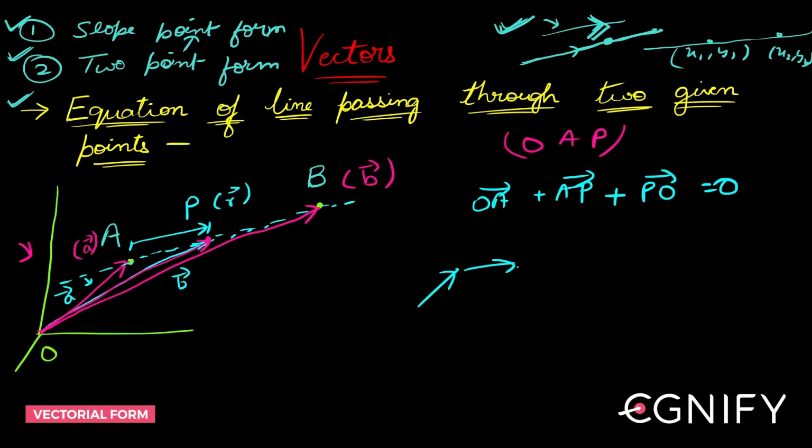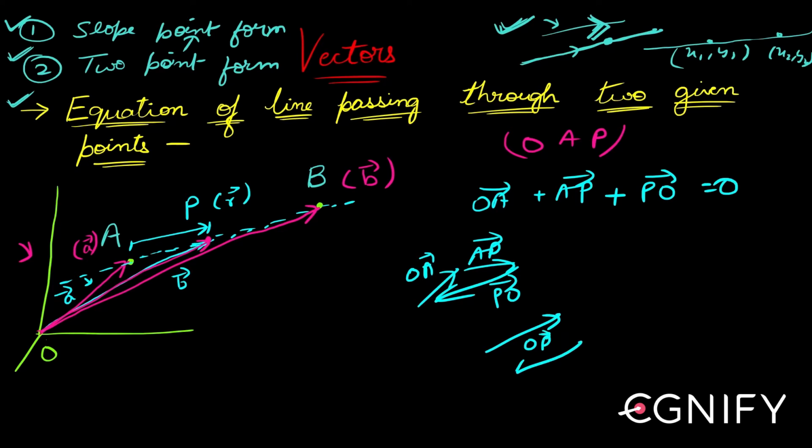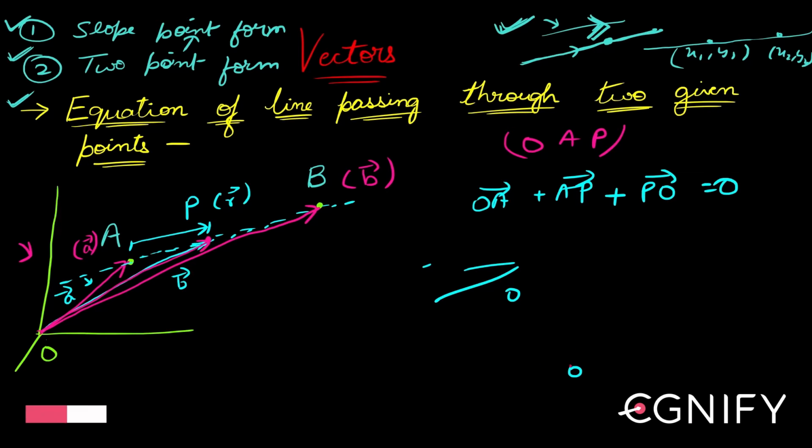So this way, and this way. This is your OA bar, this is your AP bar, and this is your PO bar, right? Because this was your OP bar, so obviously this will be your PO bar. So now these three should add up to 0. That is coming from your triangle law. So with that done, I will now substitute the values.